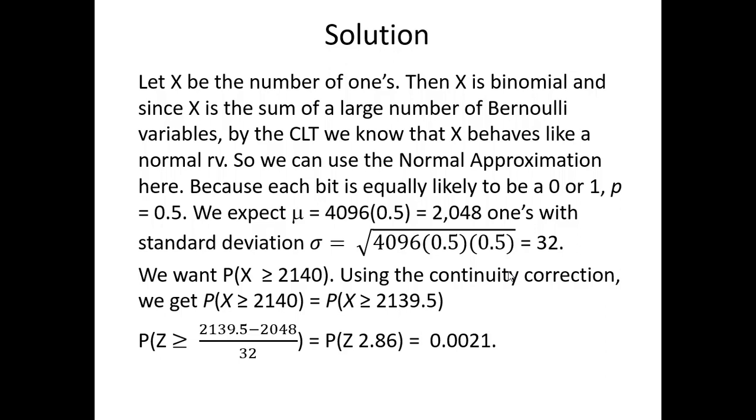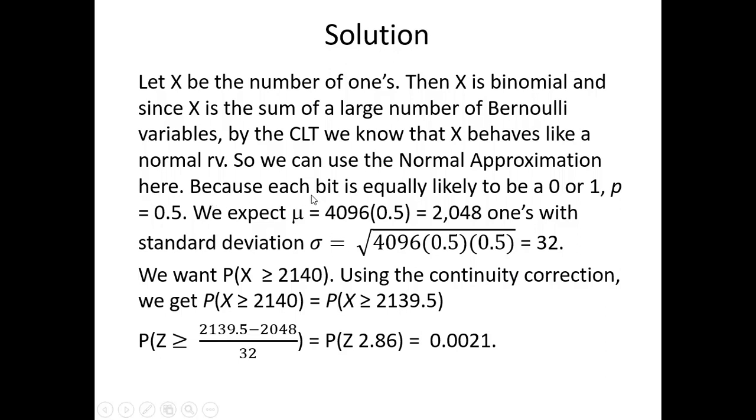All right, if we let x be our random variable, where x represents the number of ones, then x is binomial. And we could think of x as the sum of a large number of Bernoullis. So we know by the Central Limit Theorem that x behaves like a normal random variable. So we could use the normal approximation here.